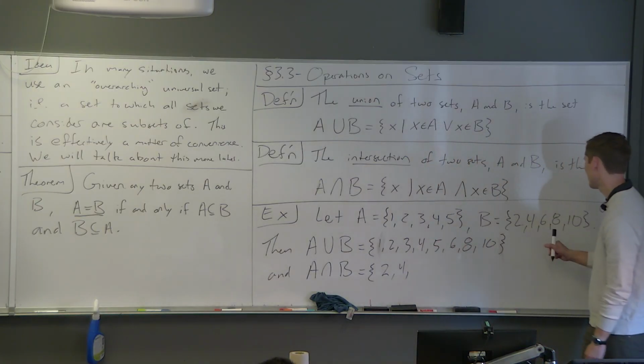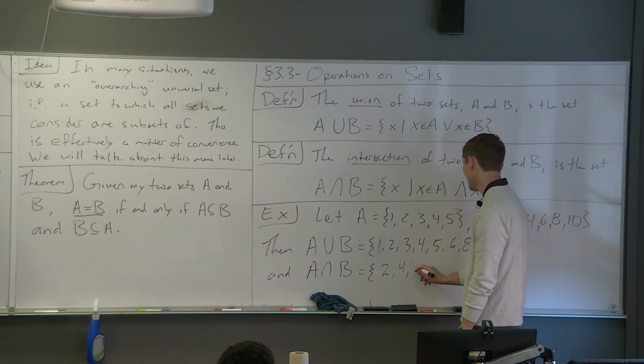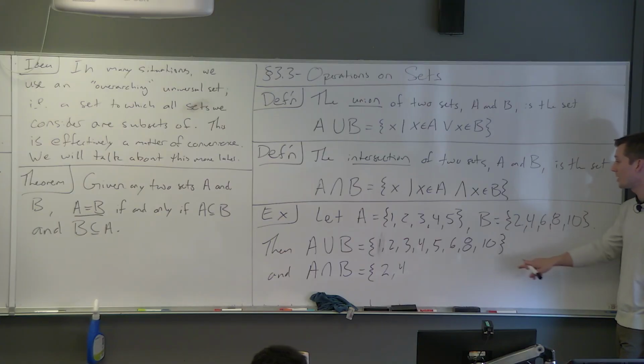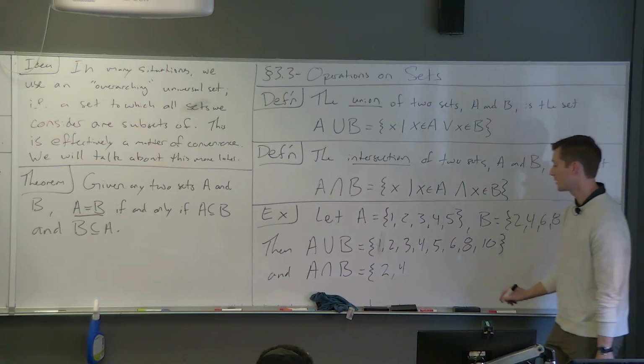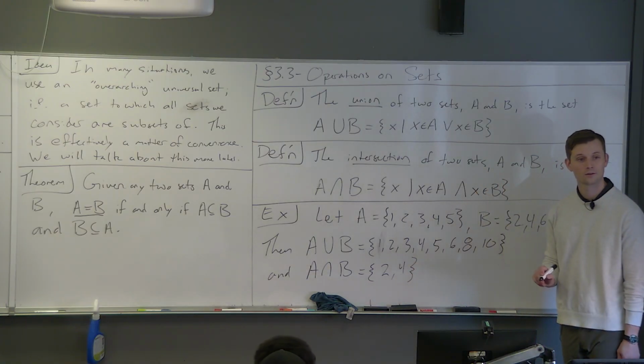5's in A, but 5's not in B. Looks like we don't get 5 in there. Now what about 6? 6 is in B, but it's not in A. 8's in B, but it's not in A. 10's in B, but it's not in A. So it looks like the full intersection is just 2, 4.